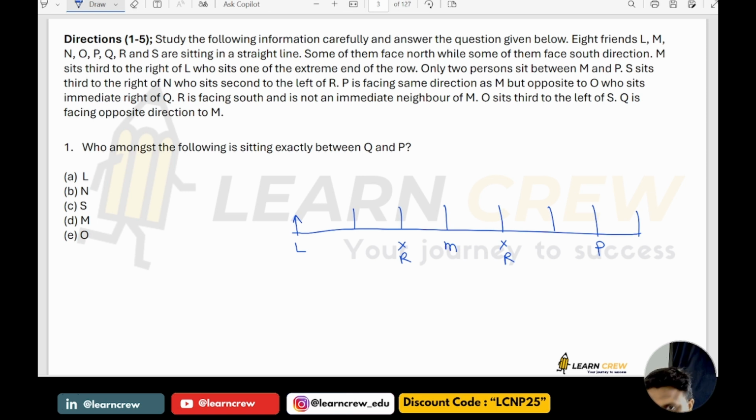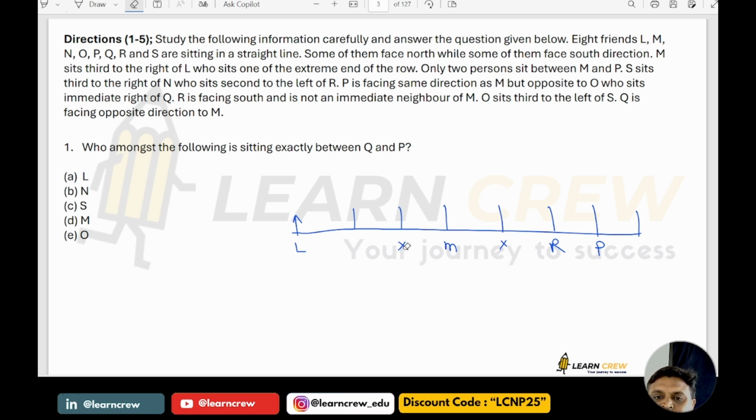So please see here what is given. Only S is third to right of N. And who is second to left of R? N is second to left of R. R is not here. It is not possible here. The only possibility is for R this one. So N is second to the left of R.